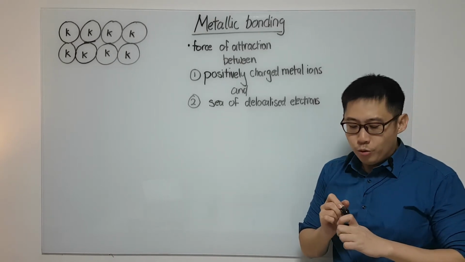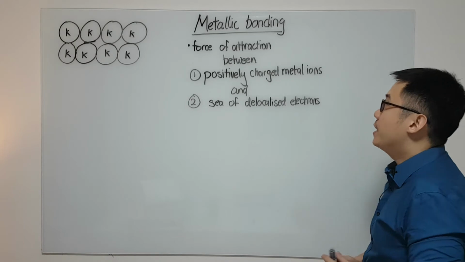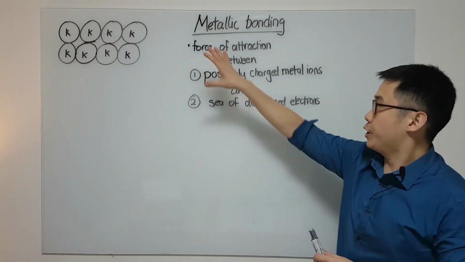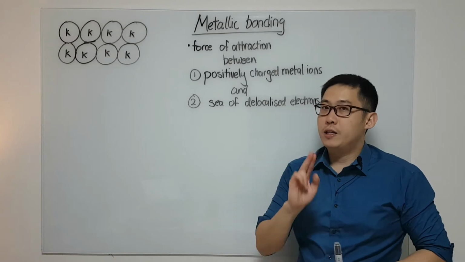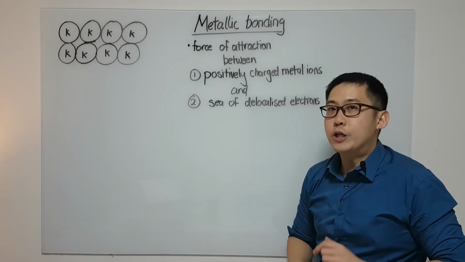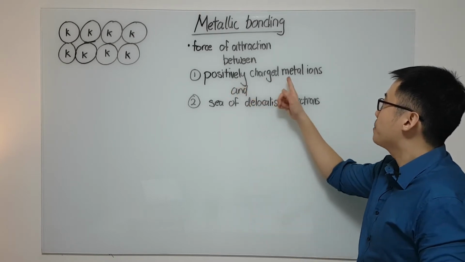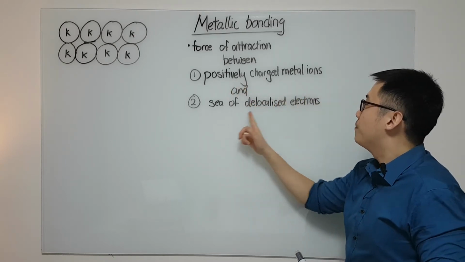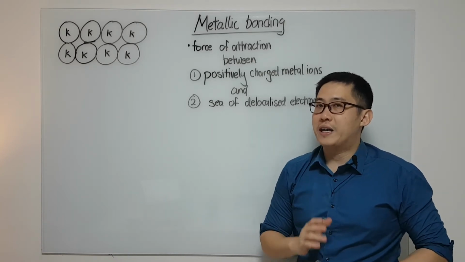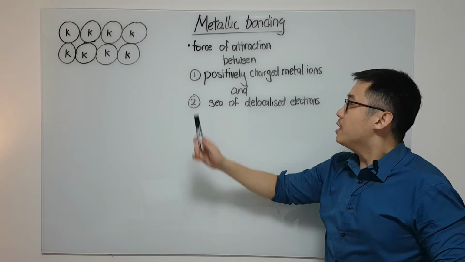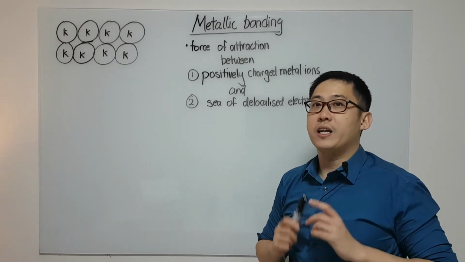Now, there are two parts to this definition. Metallic bonding is a force of attraction. As well, each time you have a force of attraction, remember always to state which are the parties involved. In this case, the positively charged metal ions and the sea of delocalized electrons. Allow me now to explain how number one and number two come about in the context of metallic bonding.